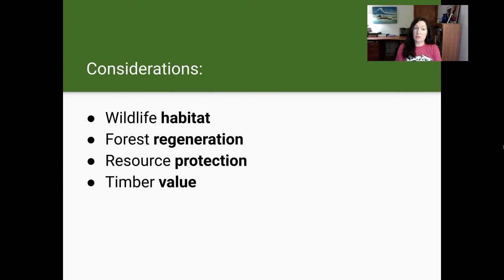When we talk about forests, we are looking at it from a number of different angles, including wildlife habitat, so the ecosystem itself within a forest. We're looking at forest regeneration, how a forest replaces the vegetation that is within the forest. Resource protection, so protecting it as a resource not only for the ecosystem itself, but also for our own human use and the ecosystem services that it provides. And that gets to timber value, which is one of the primary things that we use forests for is timber. And so we're going to watch a short video and explore some of the ideas associated with cutting down and managing forests as well.